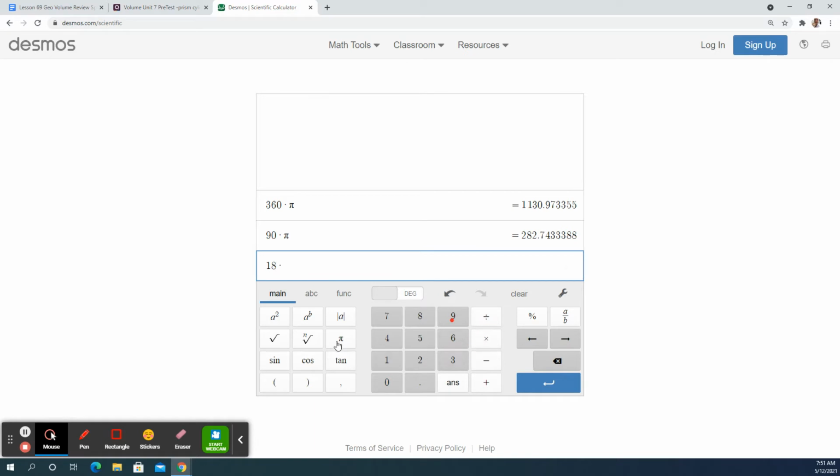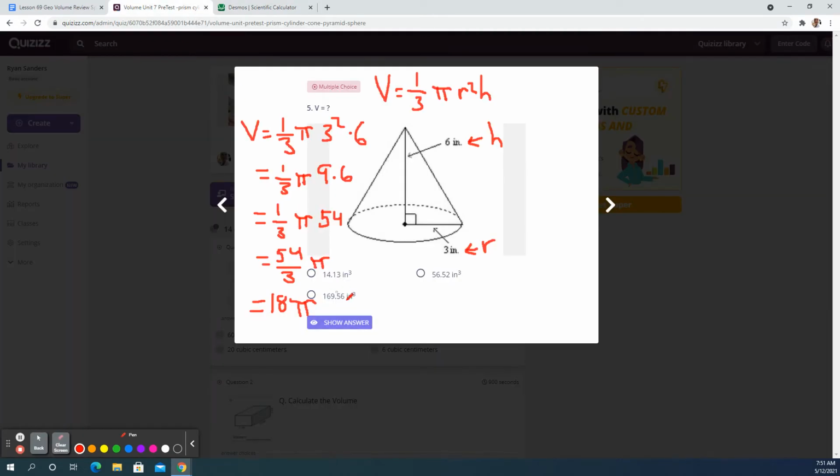18 times pi is 56.54. These are inches cubed. That goes on forever. Which one is it about? It looks like they're using 3.14 without telling us, but that is definitely the closest one.